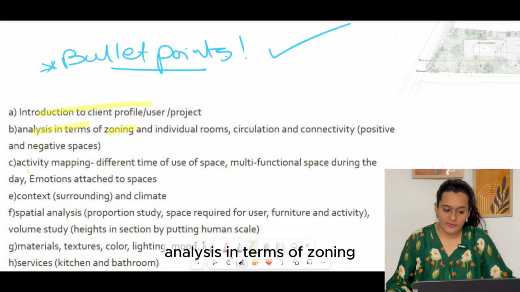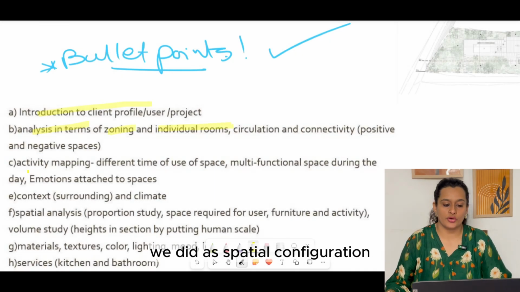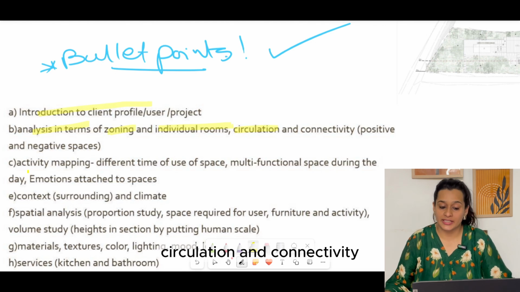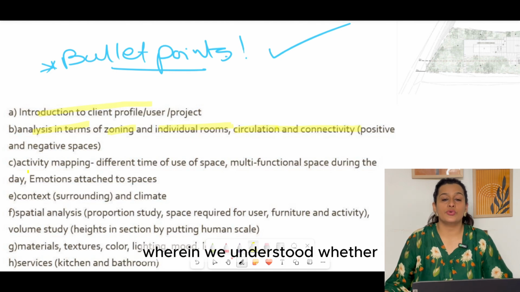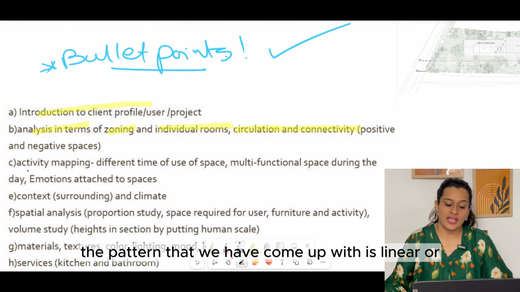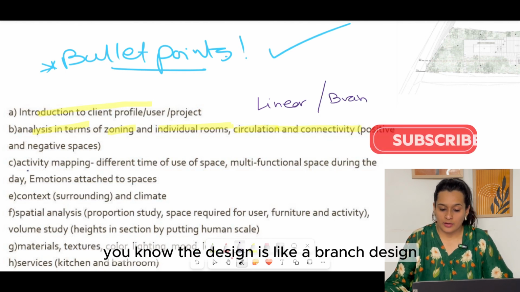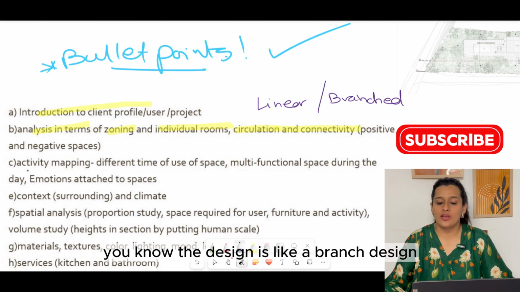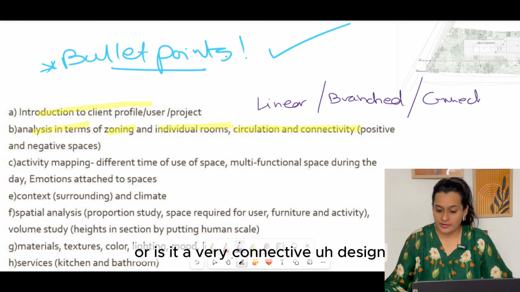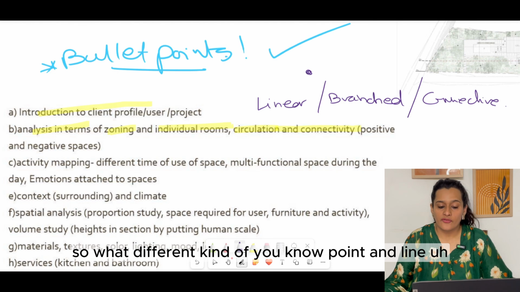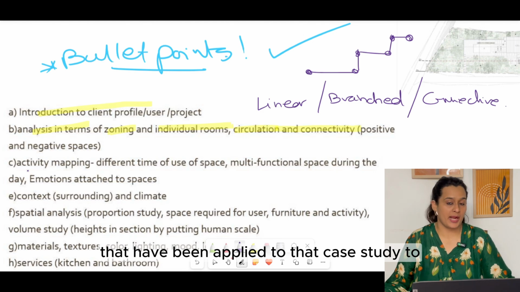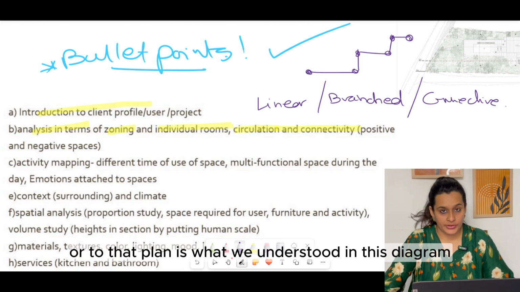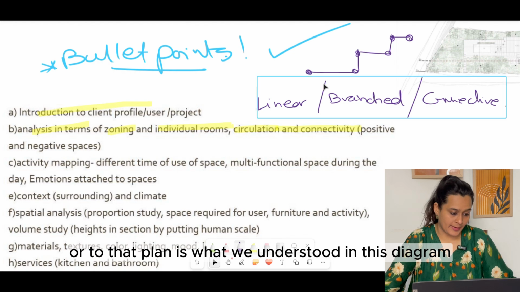Analysis in terms of zoning we've done, individual rooms, that is our spatial configuration, we did. Circulation and connectivity we did through the point and dash diagram, wherein we understood whether the pattern we have come up with is linear, or the design is a branched design, or a very connective design. So what different kinds of point and line configurations have been applied to that plan is what we understood in this diagram.